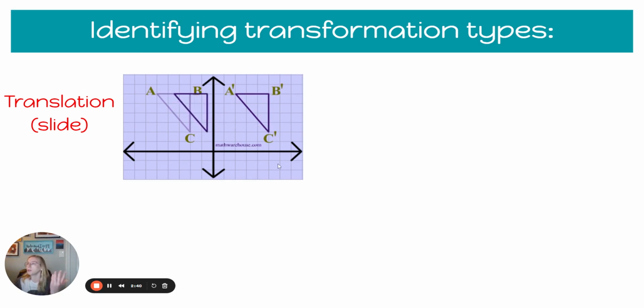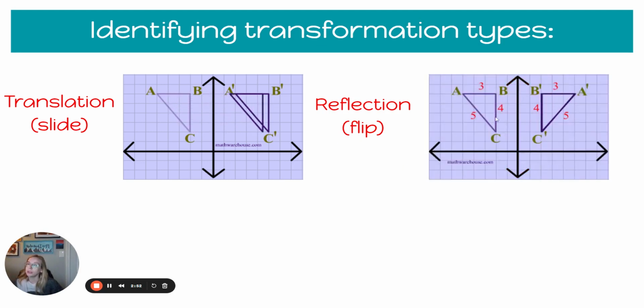It does not flip directions. It does not turn on its side. So if the shape looks exactly the same as it originally did, but it's just on a different part of the grid, that is a translation. Next is a reflection or a flip. This will be when the shape is flipped over a line of reflection.